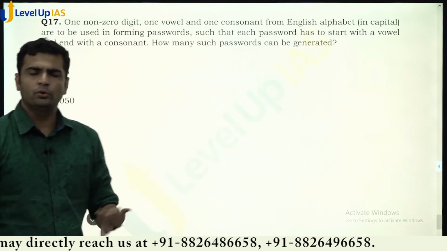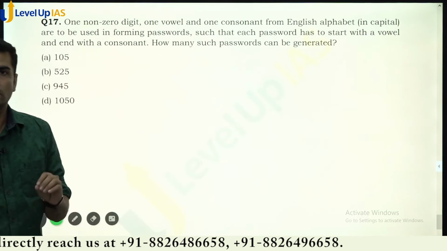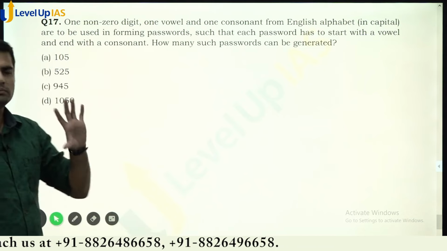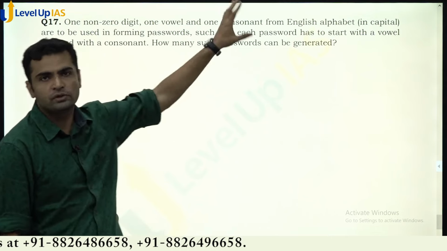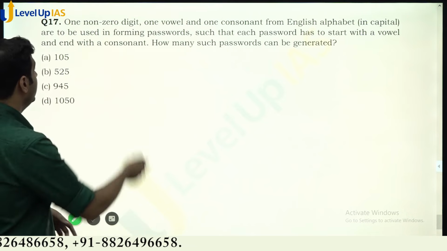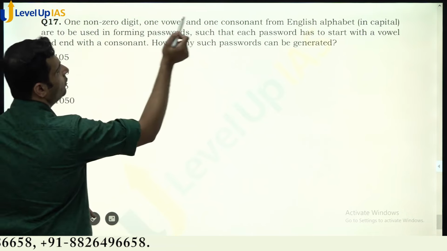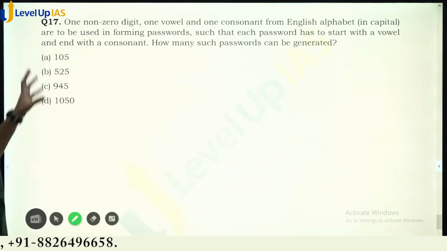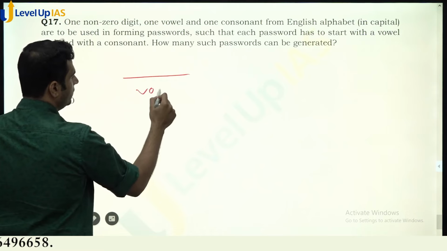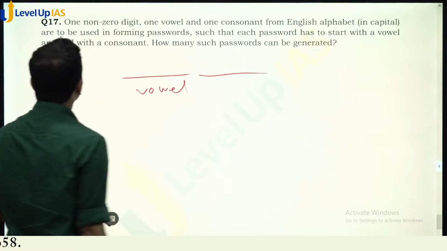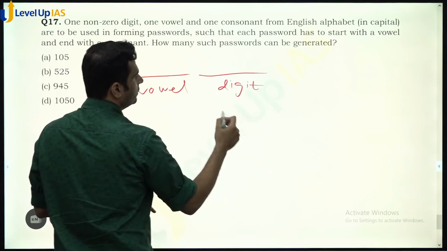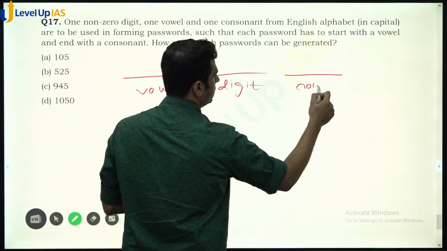Last question. I hope you can do this very simply. I just want you to try it. Pause the video, try it out. It is based on the same principle that we have used in the above 2 questions, multiplication principle. Here we have one non-zero digit, one vowel and one consonant from English to be used in forming a password. Each password starts with a vowel, then ends with a consonant. So here there is a digit and here this is a consonant.